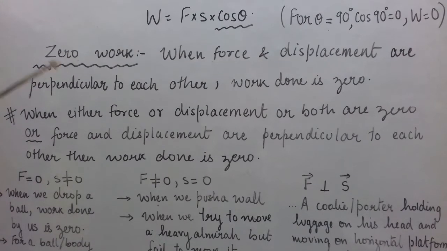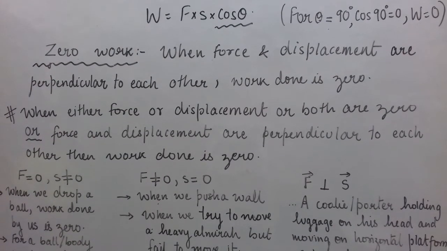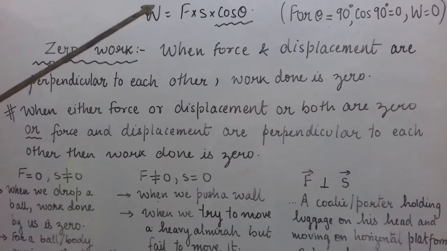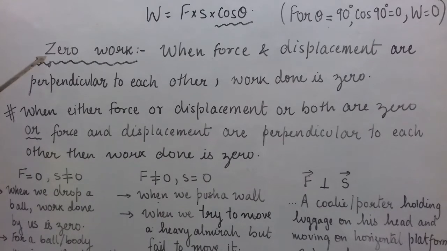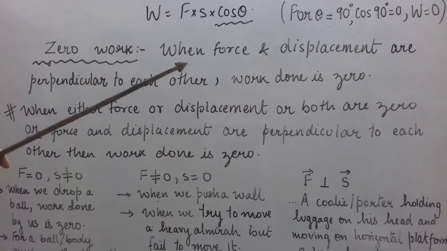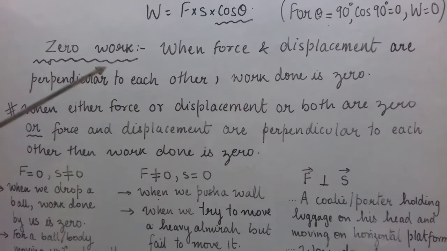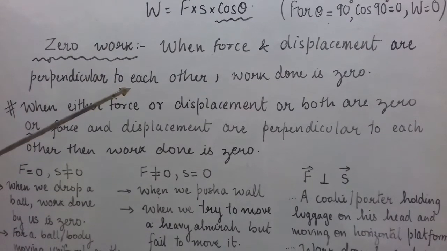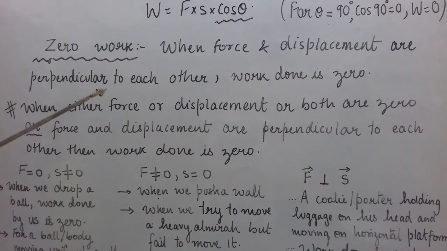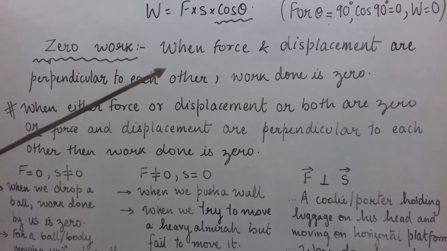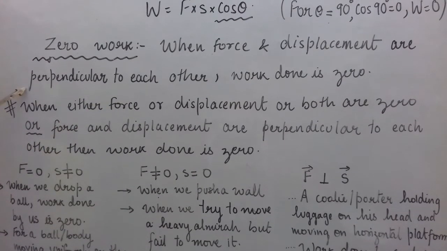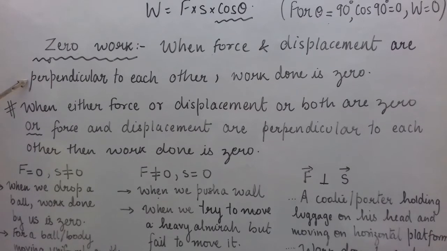So in your NCERT textbook, positive, negative and zero works are defined considering this angle between force and displacement only. Accordingly, zero work is defined as the work done when force and displacement are perpendicular to each other. Because when they are perpendicular, the angle between them will be 90 degrees, cos 90 degrees will be 0 and so work done is 0. Although this is given in your 9th class textbook and you can write this and you will get full marks.